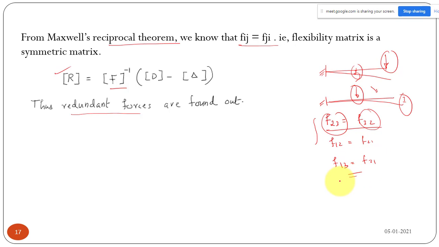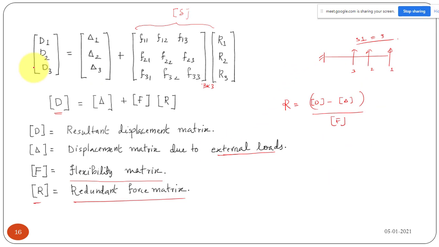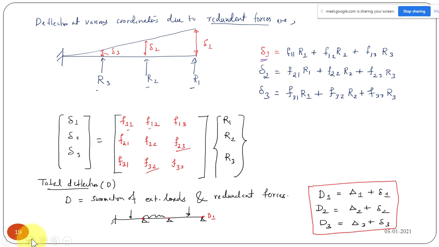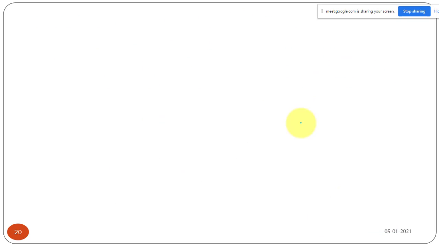So that is why the flexibility matrix is a symmetric matrix. All the diagonal elements are common. F12 equals F21, F13 equals F31, F23 equals F32. So this matrix will always be a symmetric matrix. Whenever you derive a flexibility matrix, you can cross-check that you should always get a symmetric matrix. Otherwise, you have made some mistake in the calculation. That is a property of a flexibility matrix.